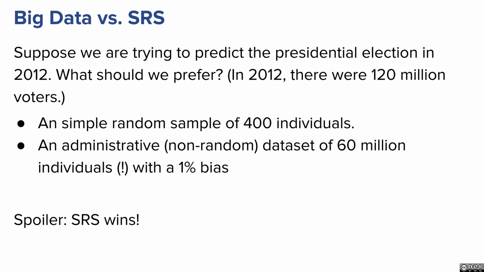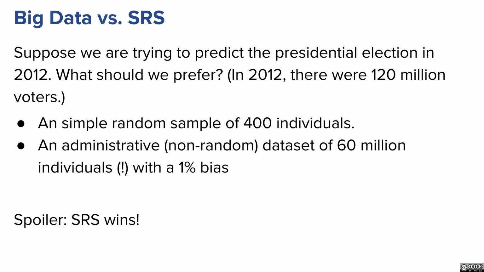The data set on the bottom, we cannot assign probabilities to people appearing in our sample, but we do have a lot of data. We have 60 million people in our sample, and we know in 2012 that there were 120 million voters. So this sample is probably like 10 times as big as any survey you'll ever see in the real world. It has about half the US in the data set, and it has a 1% bias, which doesn't seem like a whole lot. The spoiler here is that the SRS, the simple random sample, wins.